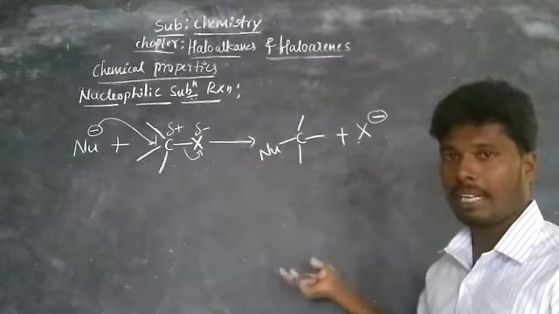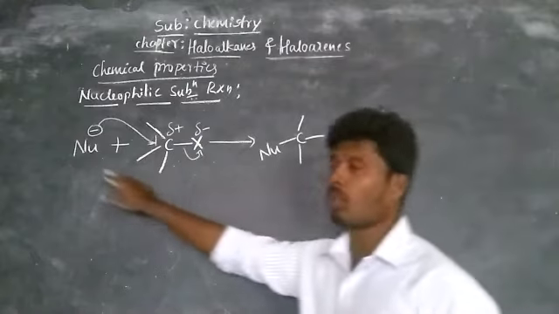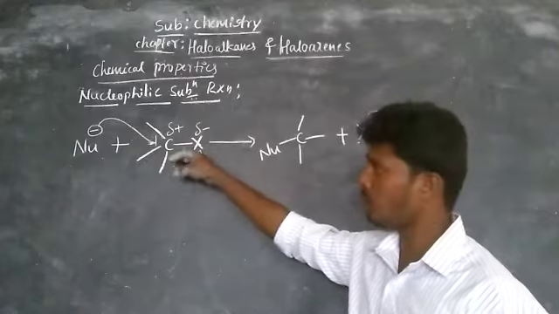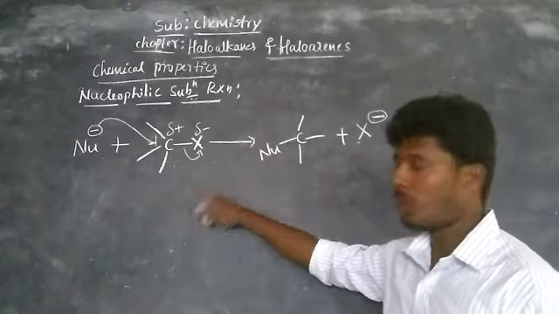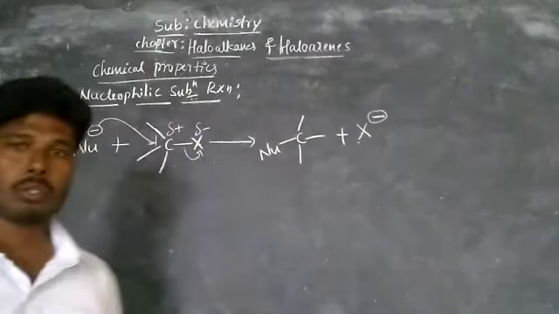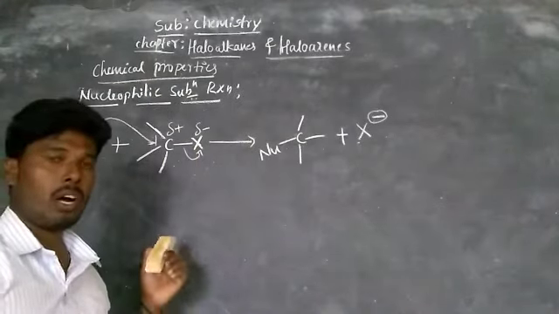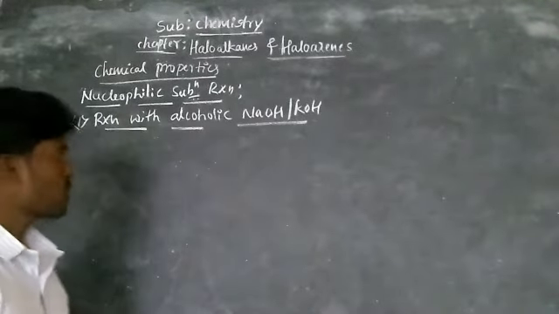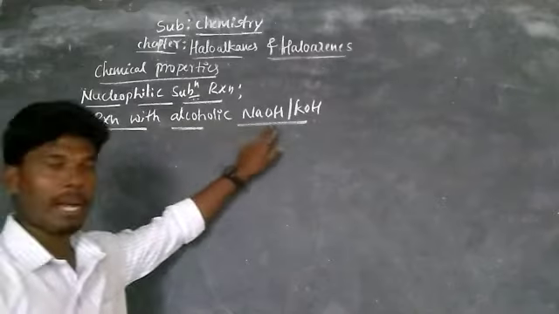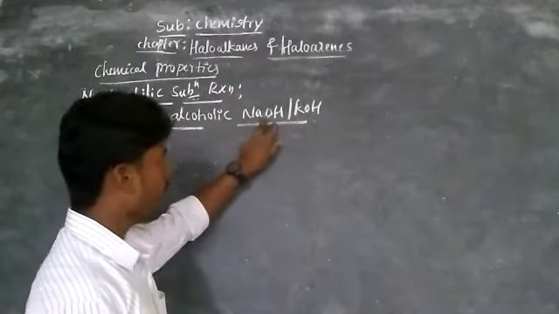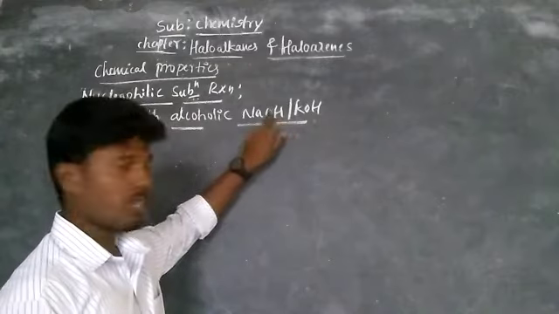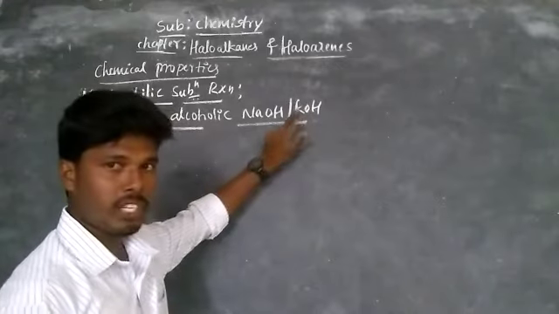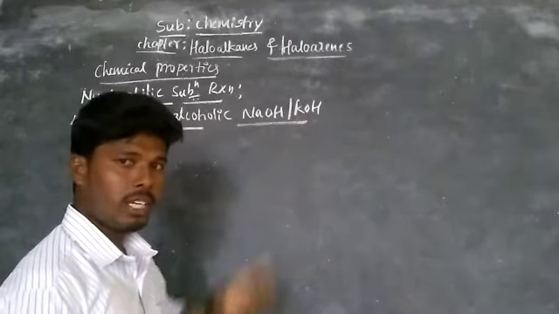There are many types of nucleophiles that get attached to the electron-deficient carbon. We will see those one by one. Take the first one, reaction with alcoholic sodium hydroxide or potassium hydroxide. Here the OH ion from NaOH or KOH behaves as the nucleophile, that is rich in electrons.